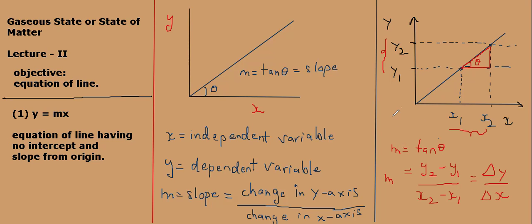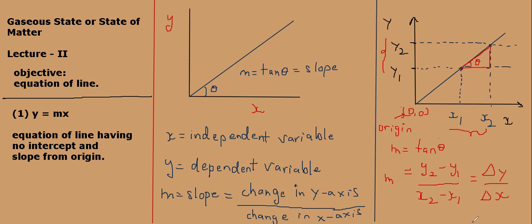Okay. So this is the simplest graph, y equal to mx, where x is the independent variable, y is the dependent variable, m is the slope, and the line is passing through the 0 point. This 0 we call the origin. This is your origin here. Origin means the x-axis as well as the y-axis are both 0 at this point. So this is y equal to mx.